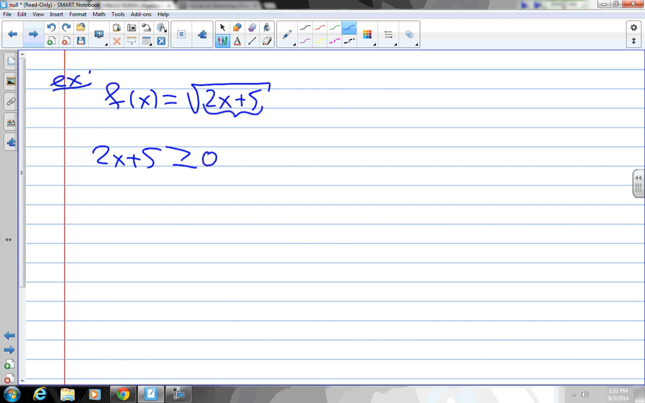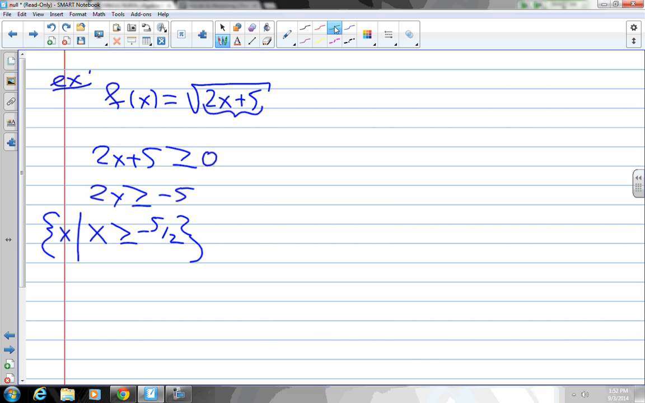Now, this is easy to solve. Subtract 5, 2x is greater than or equal to negative 5. And then x is greater than or equal to negative 5 halves. So as long as x is greater than or equal to negative 5 halves, this function works well. So I can make my answer like that, and I'm good. That's the domain. So you with me on the process? You take the radicand, greater than or equal to 0, solve.